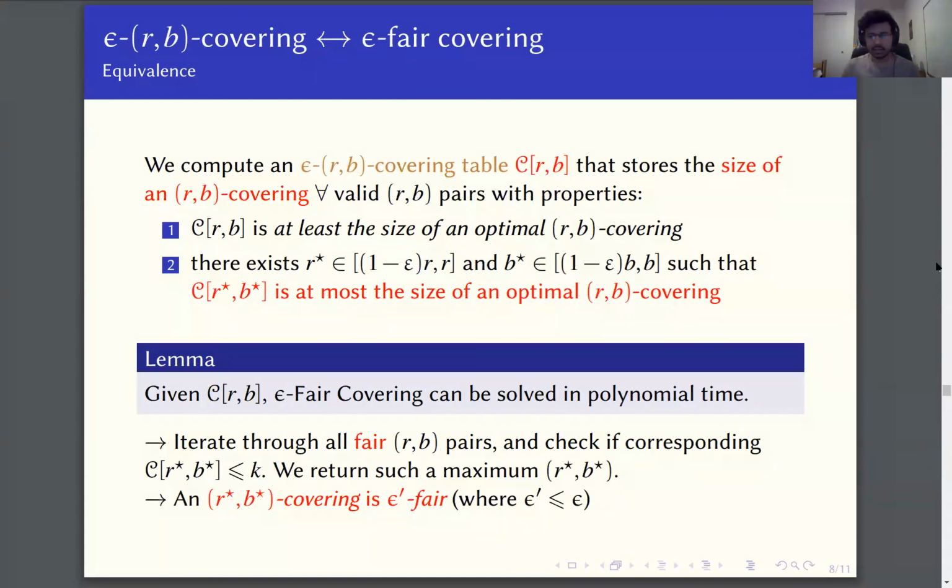It is easy to see that such an R*B* covering is epsilon prime fair, where epsilon prime is upper bounded by epsilon. Hence, the epsilon fair covering problem now reduces to computing the epsilon RB covering table C. In the rest of this talk, we'll see a procedure to compute the epsilon RB covering table.